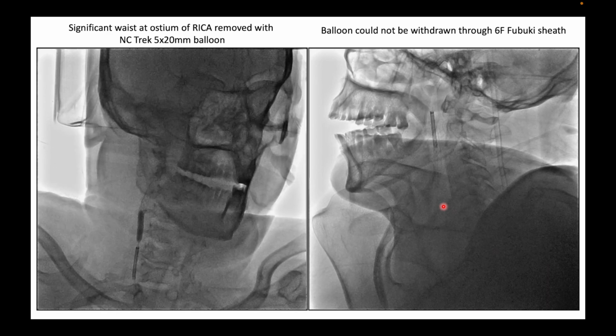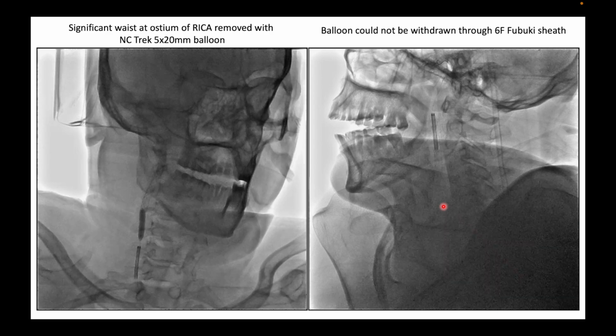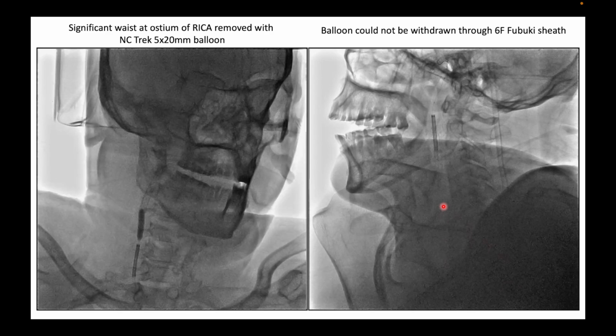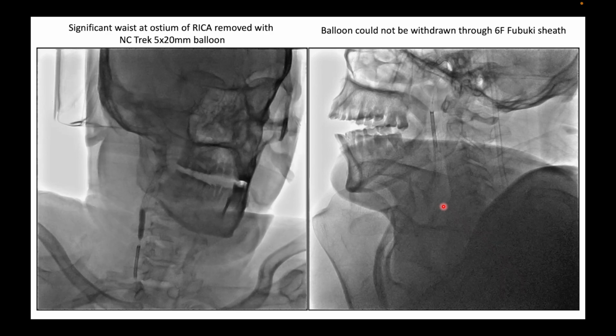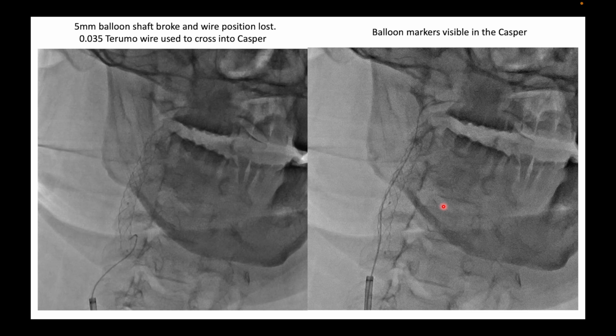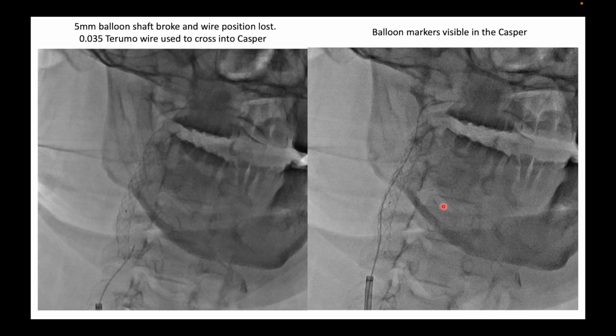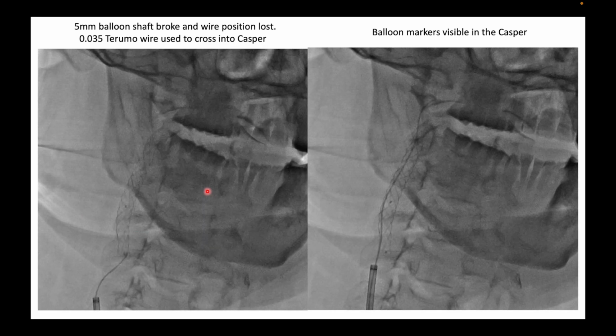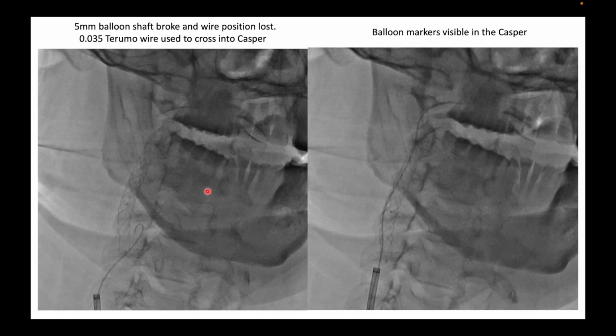But to our surprise, the balloon could not be withdrawn into the 6 French Fubuki sheath. We tried our best, we could not, and as a result, the balloon broke. The shaft broke, and you can see the two markers of the 5 millimeter balloon within the stent over here. The wire position was also lost.